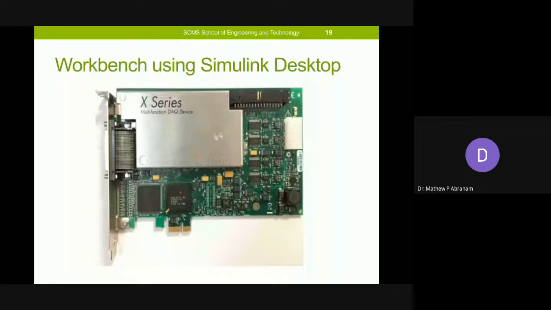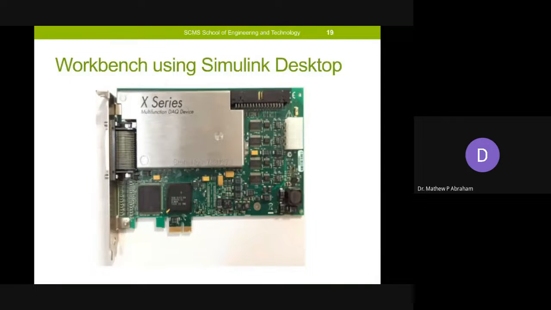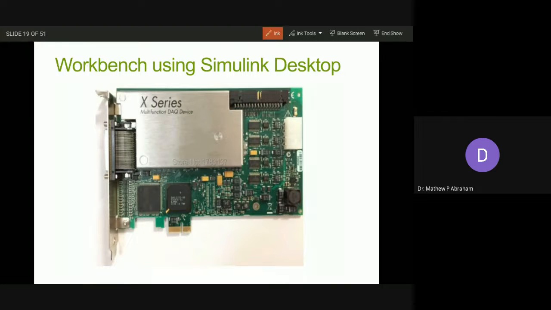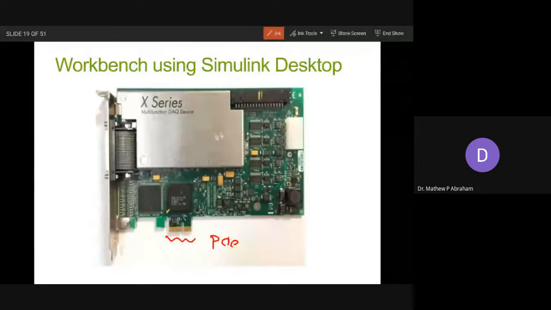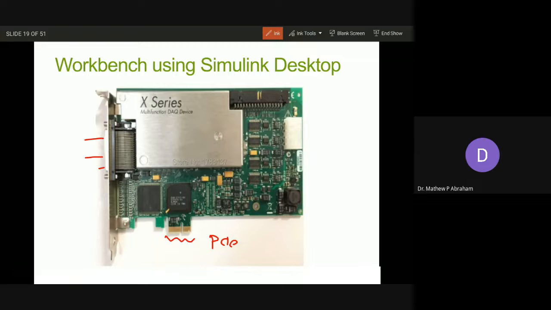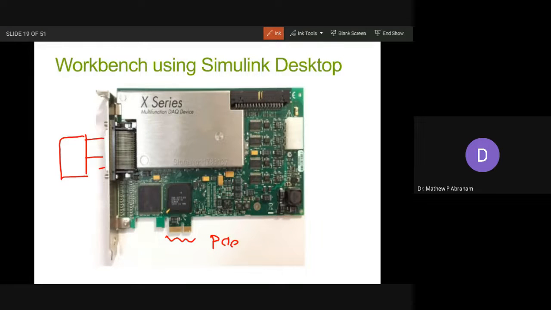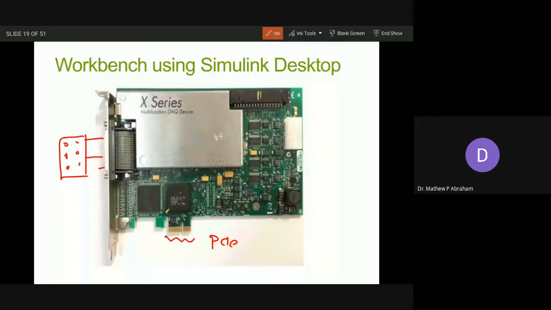So the additional thing we require is a data acquisition card. This is a typical NI card which we made use of, which can be connected directly to the PCI Express board, right? There will be termination boards available separately, with terminals. We can connect the outputs of the sensors directly to these boards, so that all this data will be exchanged to the PC through this PCI board.